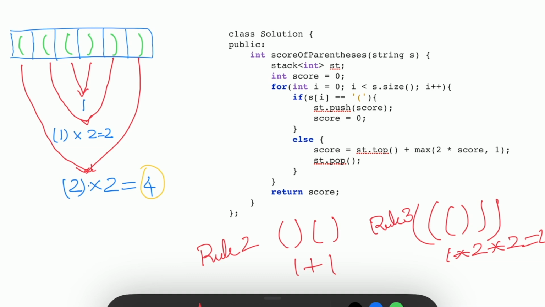When we encounter the close parenthesis, first get the previous score, which is the stack top, and then get either one of them. This is for rule 3 and this is for rule 2. So that's the reason we are having these two conditions here, and we are getting the maximum of this one. This will be added with the previous score. Once we calculated the score, we will pop out the last element from the stack. So that's all about the algorithm.